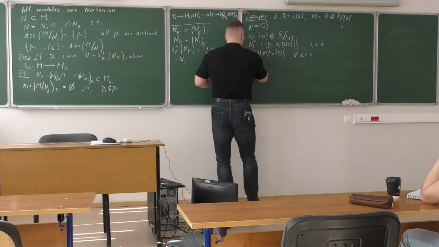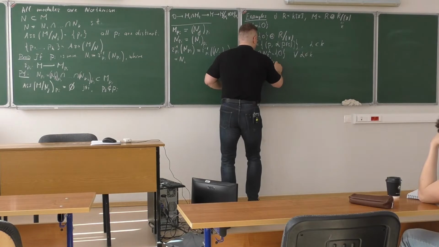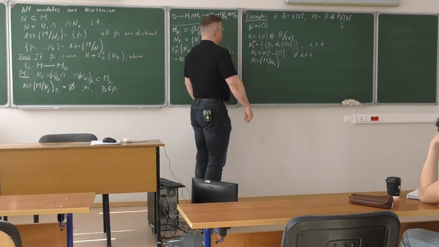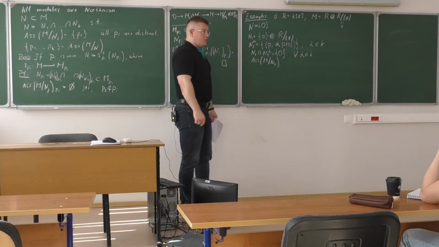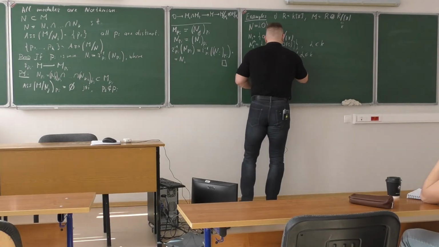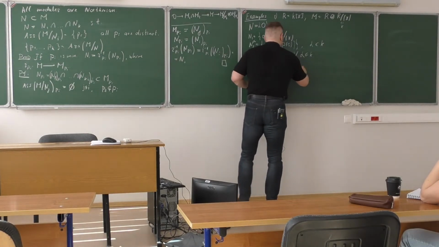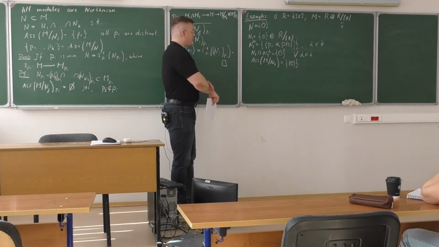It says that if I take the associated primes of M modulo N1, this will be just a copy of R. So the associated primes are very easy to compute in this case. Well, this is just the 0 ideal. So this is a set that consists of only one element, namely the 0 ideal.